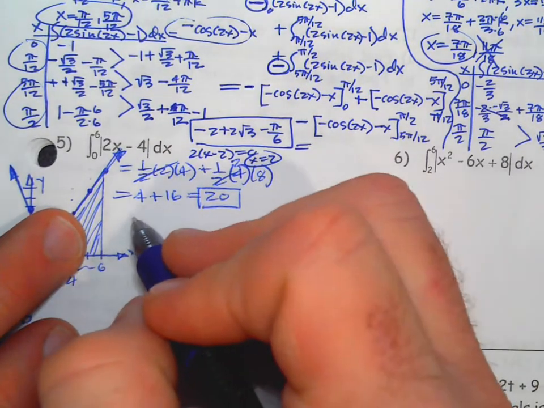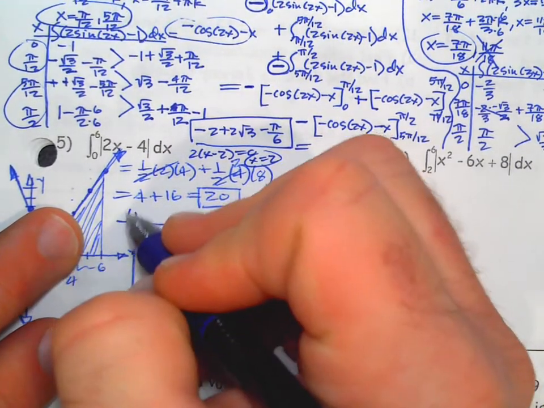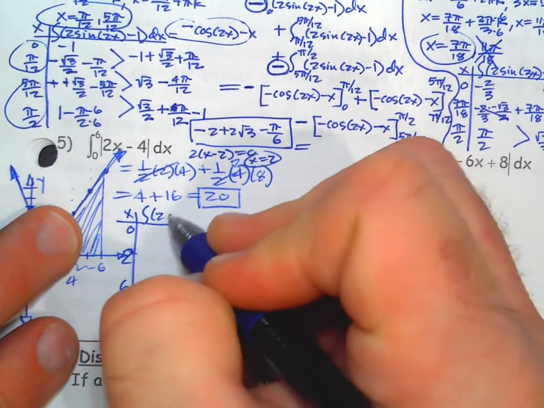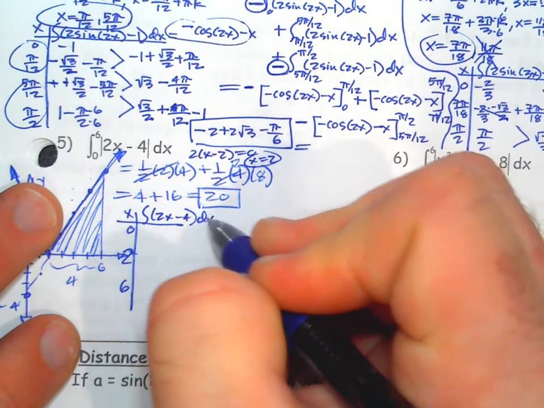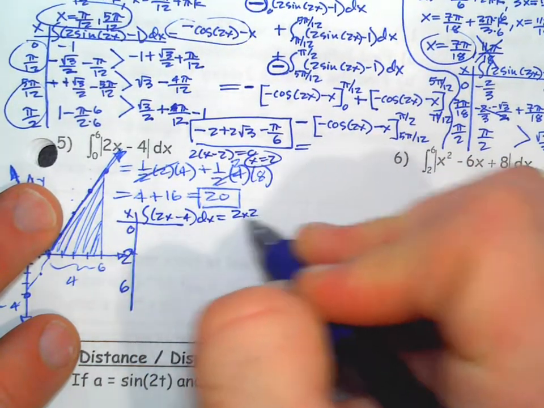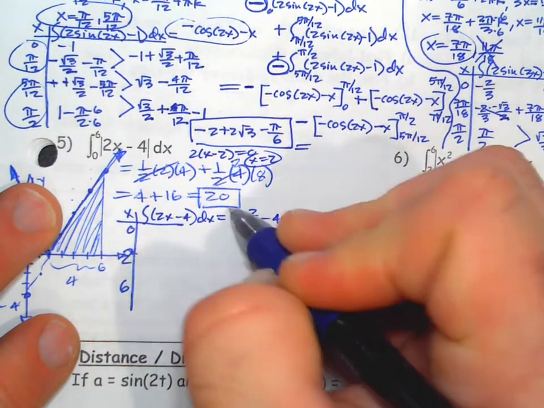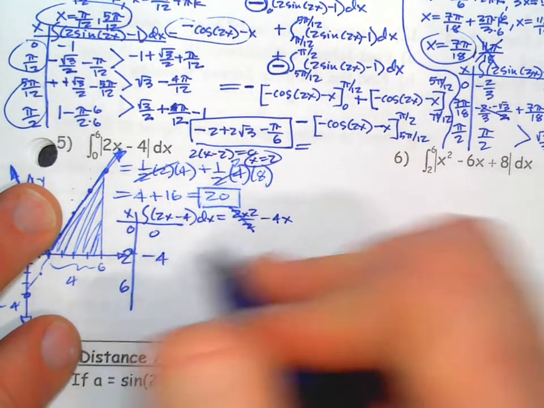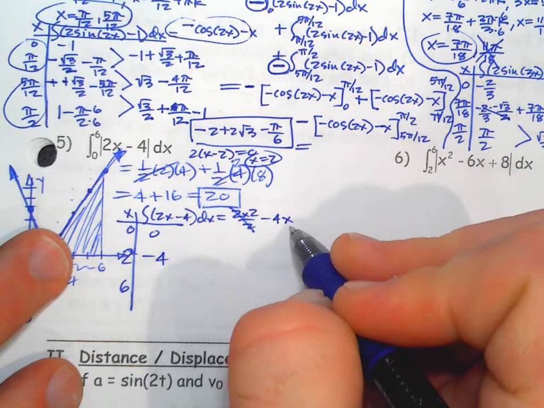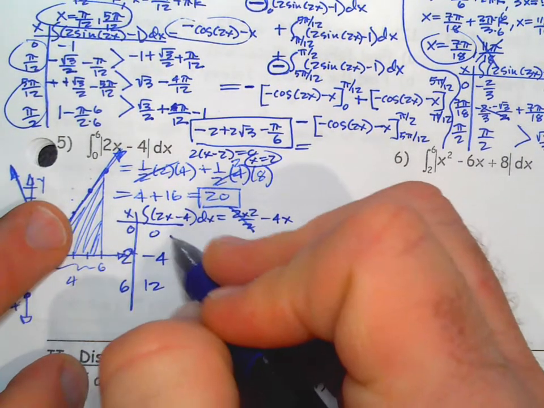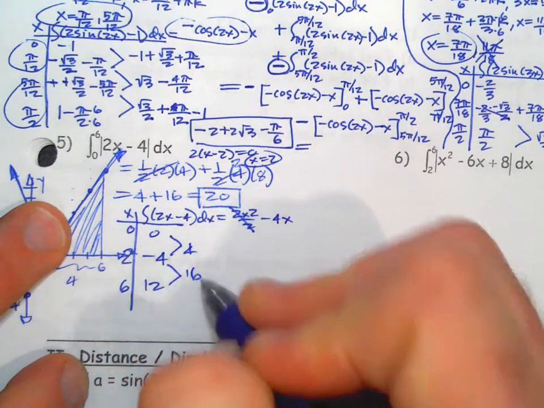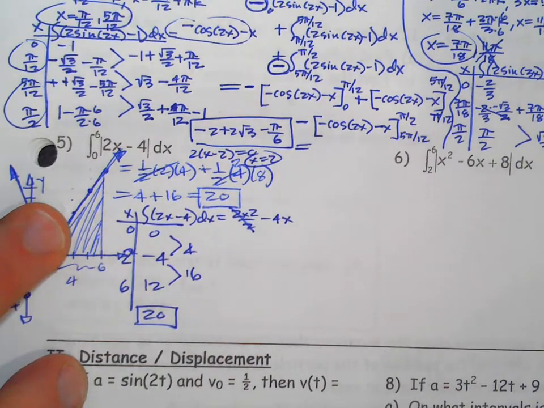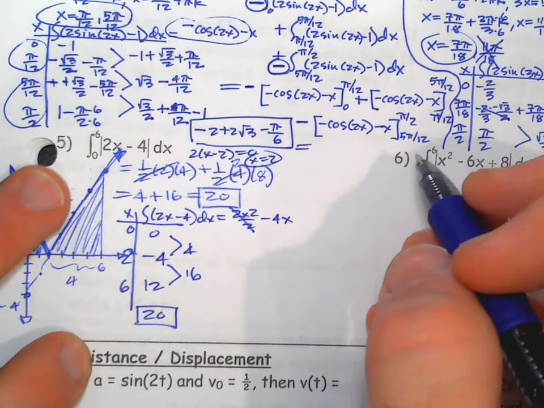So then we could do a table and go 0, 2, 6, integral of 2x minus 4. It's going to give you 2x squared over 2 minus 4x. Plug 0 in here and get 0. Plug 2 and you get 4 minus 8, which is negative 4. Plug 6 in, you get 36 minus 24, which is 12. You find the distance between them, add them up, and you get the same answer. The table thing's pretty slick. I might pick the table even over geometry.